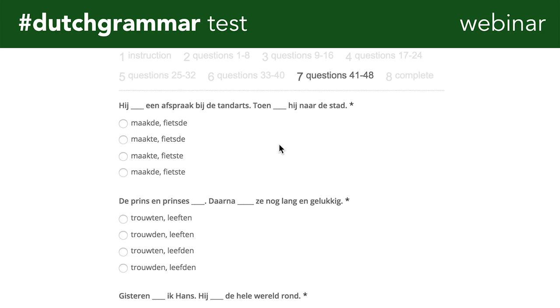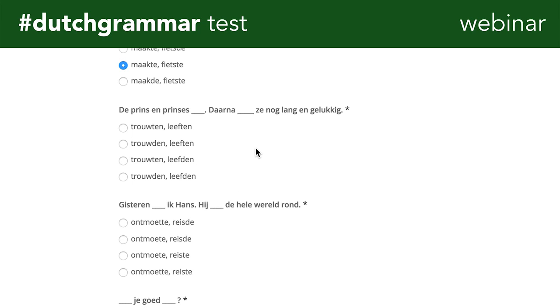Maken en fietsen, both regular verbs in the past tense. The last letter of the verb when we take away an. Maak, k, in het kofschip. So we use a t, maakte. Now fietsen. Without an, fiets. The s is in het kofschip. So we use a t, fietste. Answer 3.